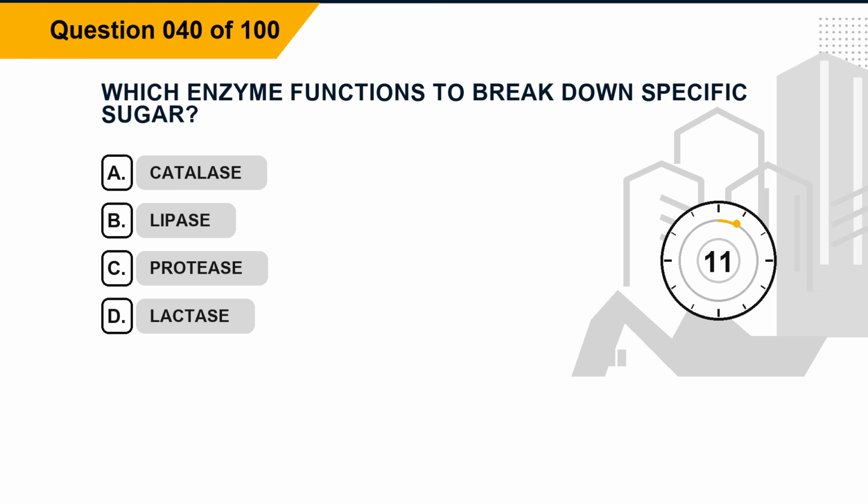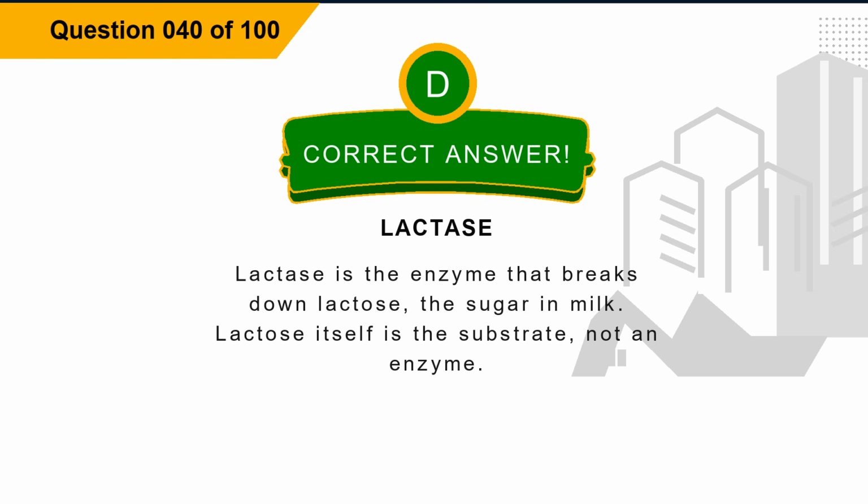Question 40. Which enzyme functions to break down specific sugar? Option A. Catalase. Option B. Lipase. Option C. Protease. Option D. Lactase. The correct answer is option D. Lactase. Explanation. Lactase is the enzyme that breaks down lactose, the sugar in milk. Lactose itself is the substrate, not an enzyme.